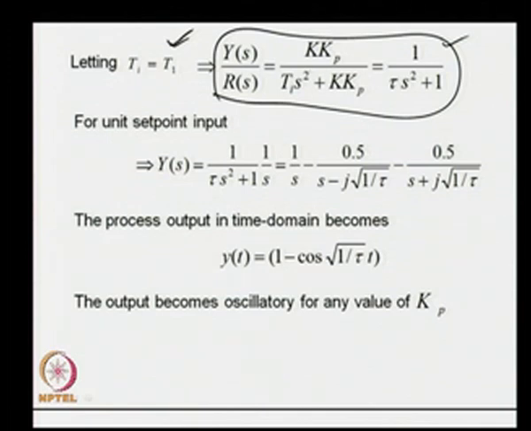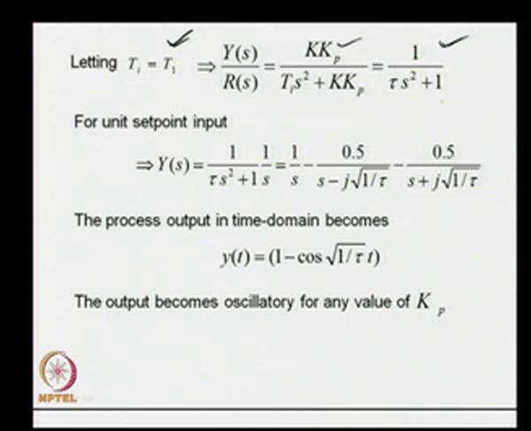Now, that gives us Y(s) upon R(s) as K Kp upon (TI s square plus K Kp), which can again be expressed as 1 upon (tau s square plus 1), where tau can be given as TI upon K Kp.